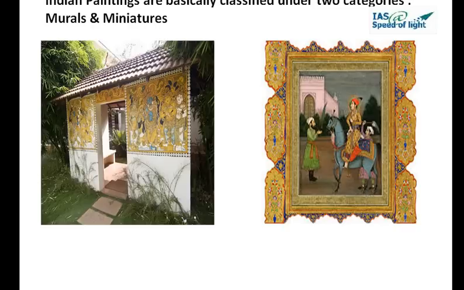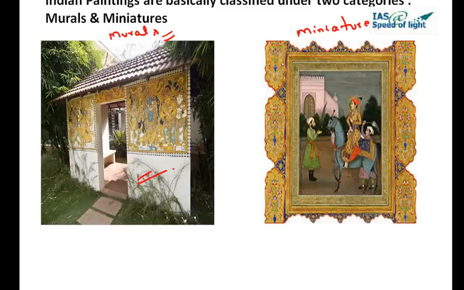There are two types of paintings that we see in India. First are the murals, and second are the miniatures. Murals are the gigantic works which are done on the walls, okay? On the walls, on the solid walls. So murals which are executed on the solid walls. So any painting if you see on a wall or something like this, it is going to be a mural.